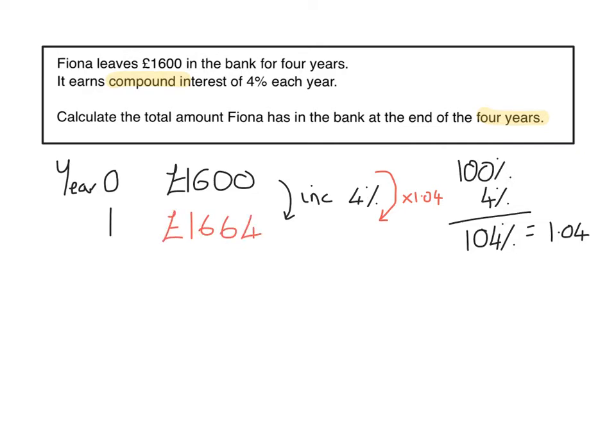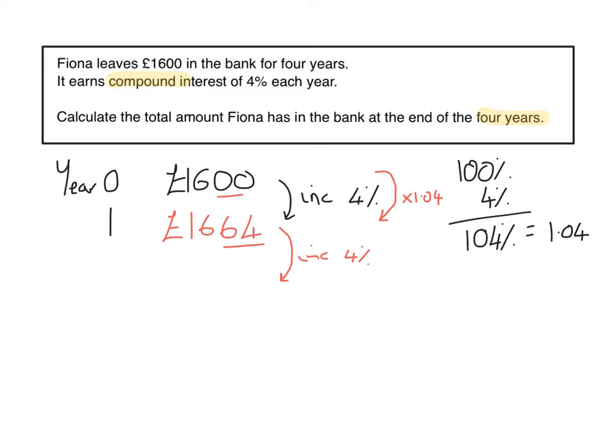Okay, now here comes the difference between simple interest and compound interest. Simple interest, I would constantly keep adding on. You can see that we've added on £64, so I would constantly keep adding on £64 each time. Compound interest though, I'm now finding 4%, increasing by 4% of the new amount. So this one needs to increase by 4%.